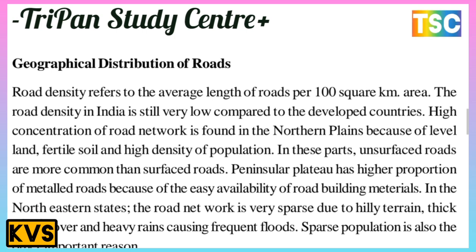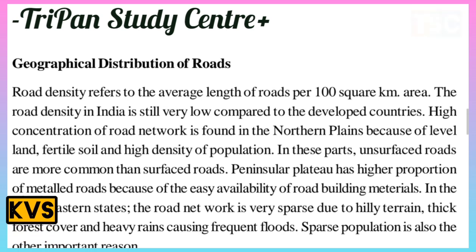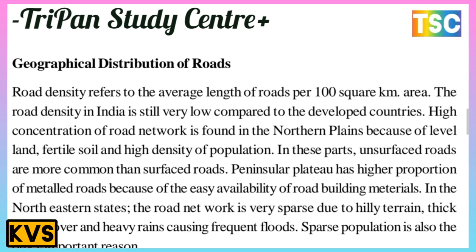Next, the geographical distribution of roads. The road density refers to the average length of the road per 100 square kilometer area. The road density in India is still very low compared to developed countries. A high concentration of the road network is found in the northern plain because of labor, land, fertile soil and high density of population. In this part, unsurfaced roads are more common than surface roads. Peninsular plateaus have a higher proportion of metalled roads because of the easy availability of road building materials.